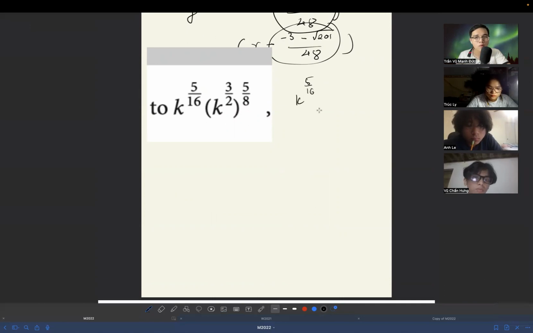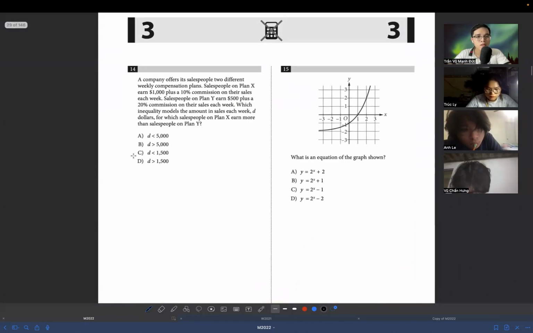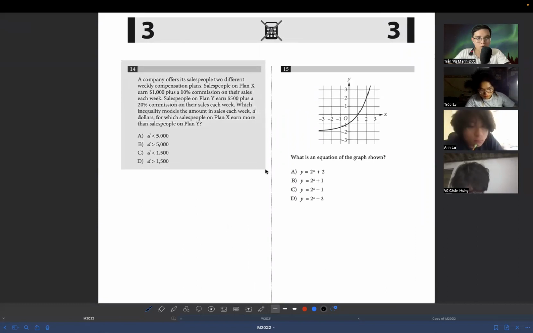K5 over 16. We've encountered this when we were on the first session, right? K is 3 times 5 is 15, 16. So we just add them together. You have 20 over 16. So it's K5 over 4. You have B. Very simple. All right, these questions are getting a bit more interesting.